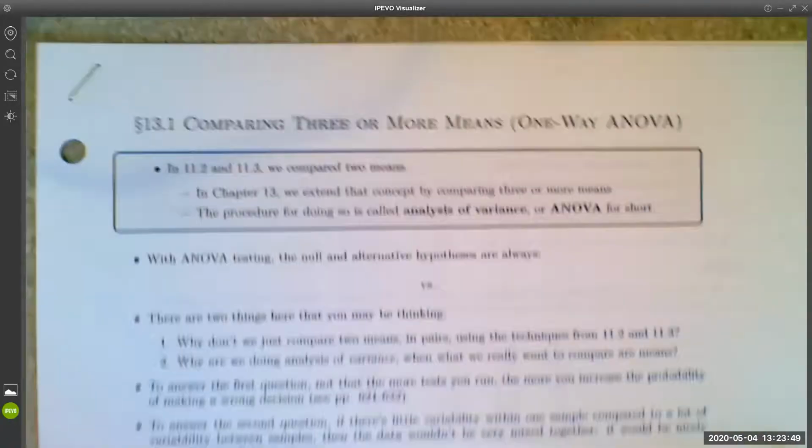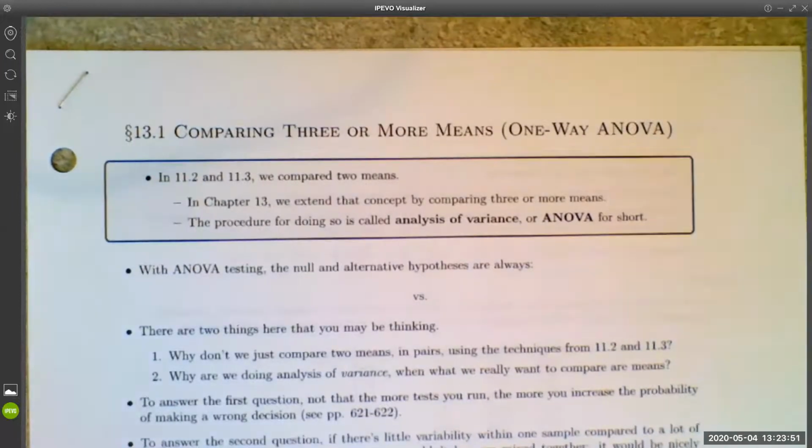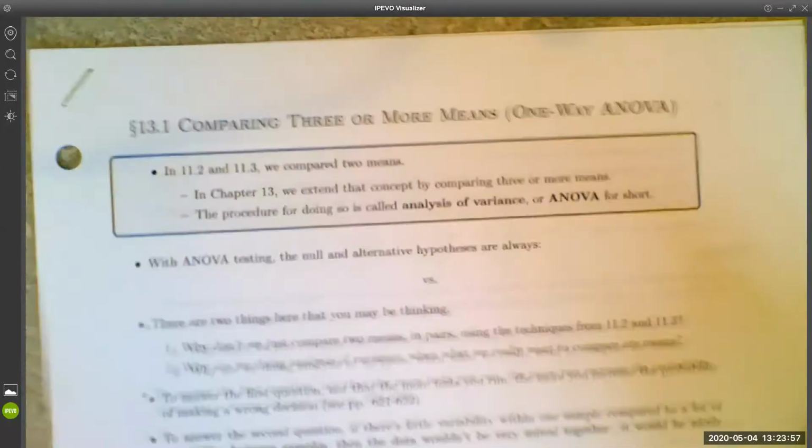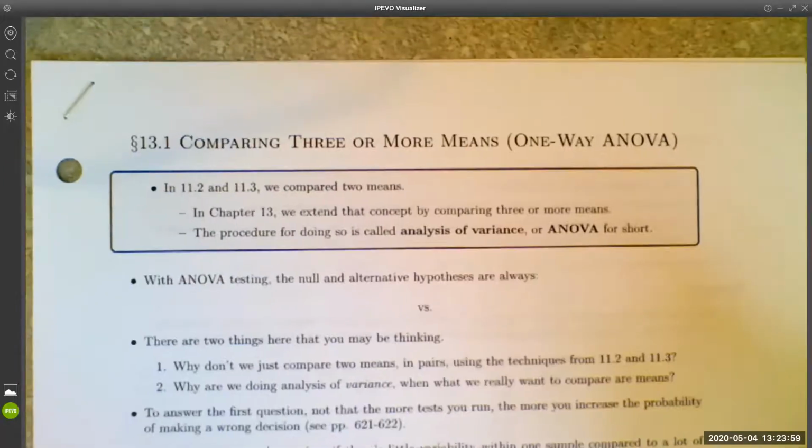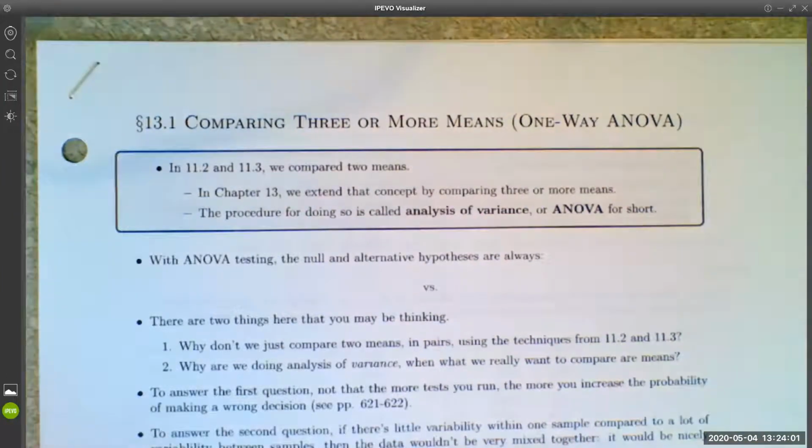All right, 13.1, moving into the last chapter. So we'll do 13.1 and 13.2, although there is more in this chapter in the textbook. That's all we're going to cover in this course, is just the first two sections of chapter 13.